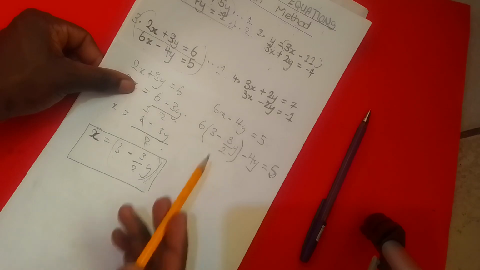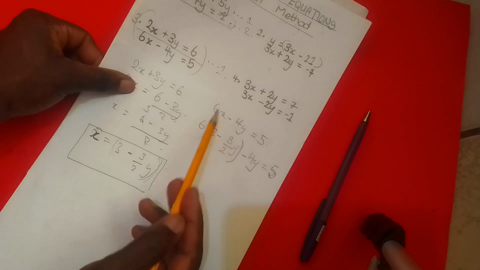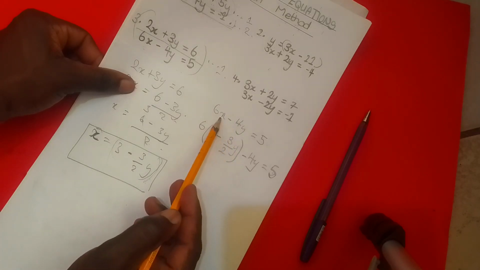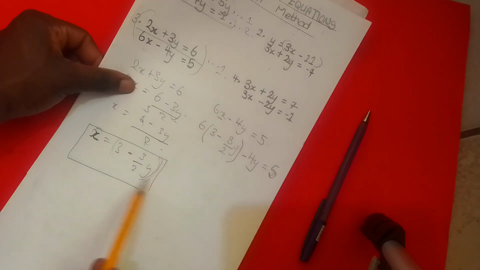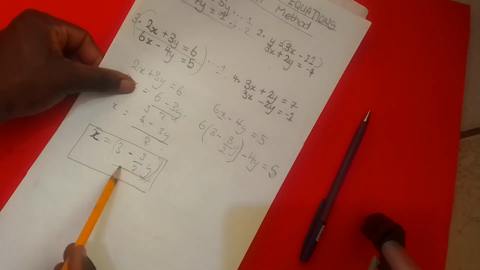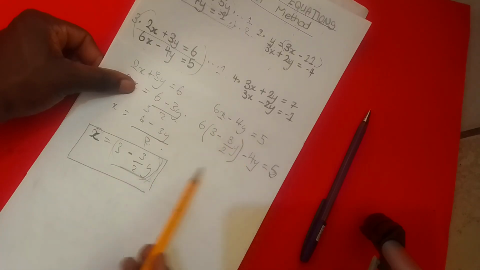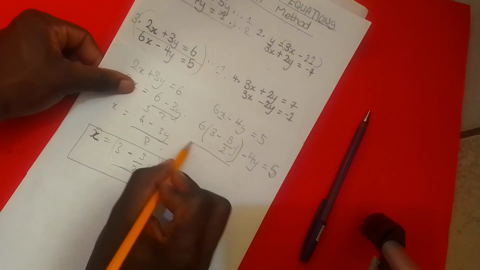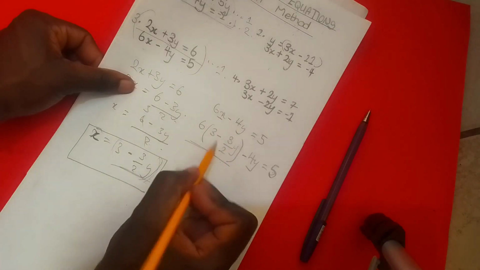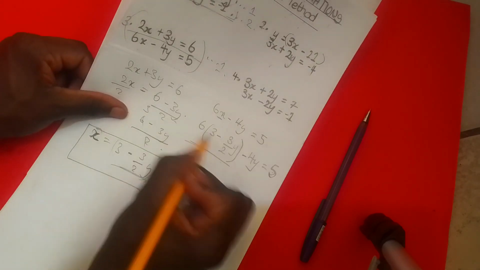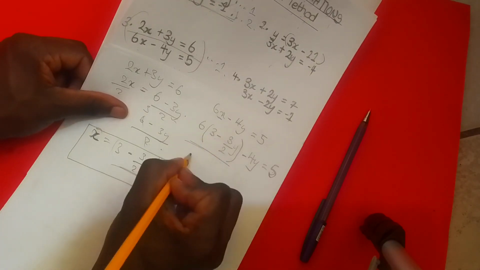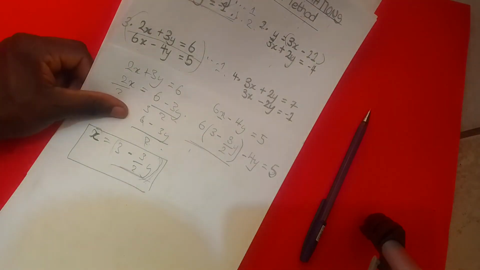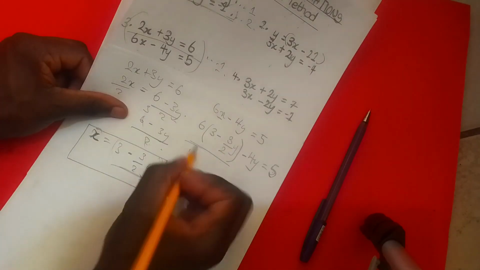I hope you've seen how we reached this point, that we've only substituted x with this term in equation 2. Okay, so we are now expanding this, right? We're now expanding this. So if we're expanding this, 3 times 3 is 9.